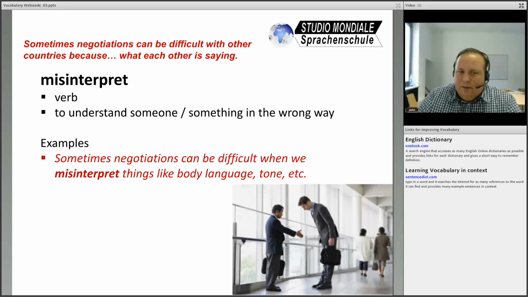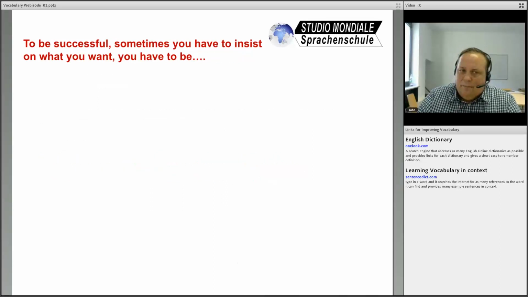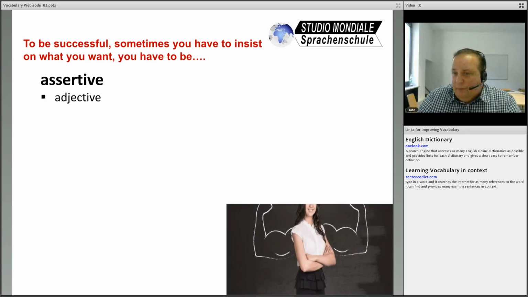So, for example, sometimes negotiations can be difficult when we misinterpret things like body language, tone, etc. So all of these can prove to be quite challenging and be a problem if we're not paying extra attention. So in order to be successful, sometimes in negotiations we have to insist on what we want. So in other words, we have to be assertive.